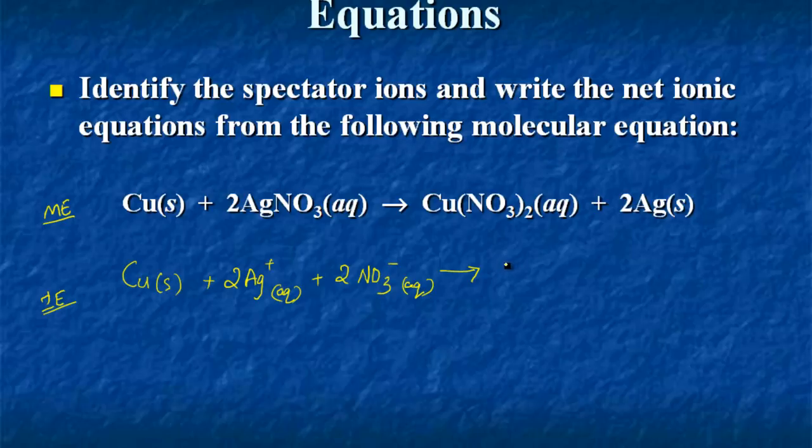Cu(NO3)2 aqueous. Do I split that? Yes, I do. Okay. What are the ions? Cu. What is the charge of Cu? 2 plus, because each Cu is taking 2 nitrates, right? And nitrate is only 1 minus. So 1 Cu needs 2 nitrate, means Cu has to be 2 plus here. So Cu2 plus, and how many nitrates do you have? 2 nitrates, 2 NO3 minus aqueous, plus how about 2 Ag solid? That stays as it is.